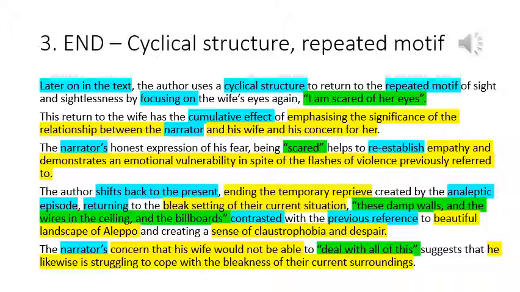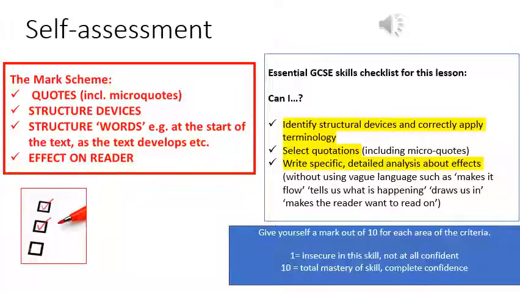The author shifts back to the present, ending the temporary reprieve created by the analeptic episode, returning to the bleak setting of their current situation. "These damp walls and the wires in the ceiling and the billboards" contrasted with the previous reference to the beautiful landscape of Aleppo, creating a sense of claustrophobia and despair. The narrator's concern that his wife would not be able to deal with all of this suggests that he likewise is struggling to cope with the bleakness of their current surroundings.